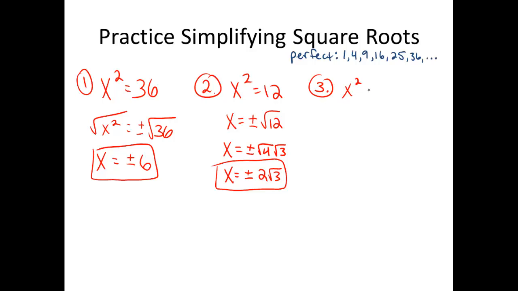All right, number 3, let's say we have x squared equals 27. Start off, square root both sides. x equals plus or minus the square root of 27. We look and see which of our perfect squares goes into 27, and it is 9. 27 is 9 times 3. So x equals plus or minus the square root of 9, which is 3, and then the square root of 3 is not perfect, so it stays in the house.